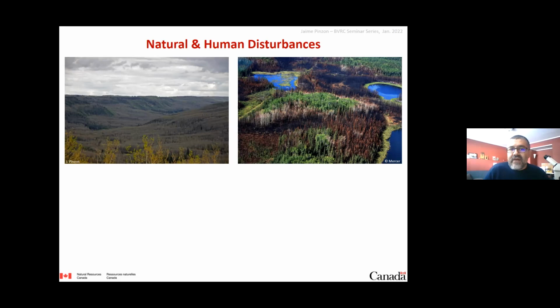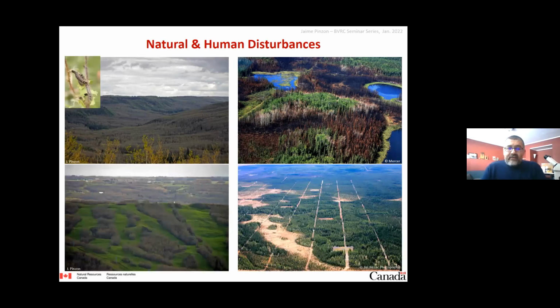So on the picture on the left, we can see an area by Peace River Valley that had been hit by a forest tent caterpillar. And on the right hand, you see remnants of a wildfire. Now we can start thinking about overlaying these natural disturbances that are driving the boreal forest. We can start putting on top of that human disturbances like forest harvesting or oil and gas exploration and extraction. So now we are dealing with landscapes where we have multiple disturbances occurring on the same area at different times, or sometimes at the same time.